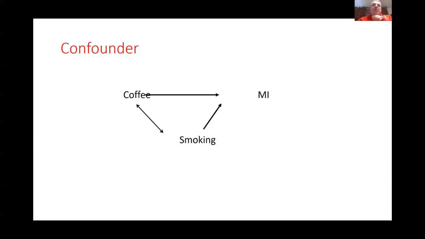Let's take an example. Smoking is associated with coffee. Usually people who smoke drink coffee and vice versa. So coffee and smoking are associated.